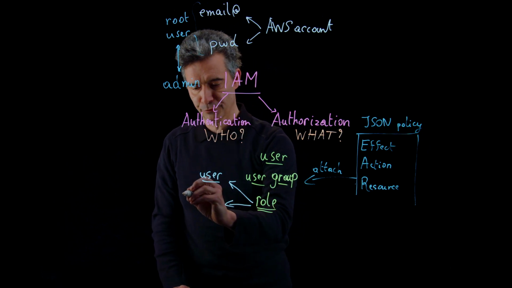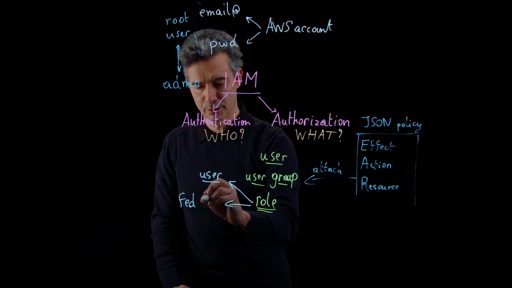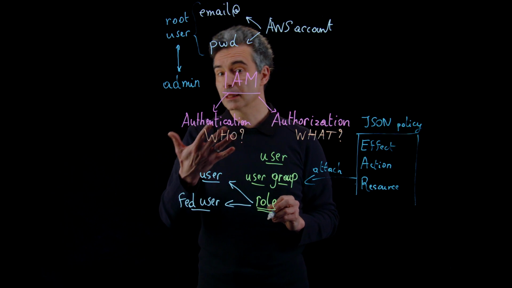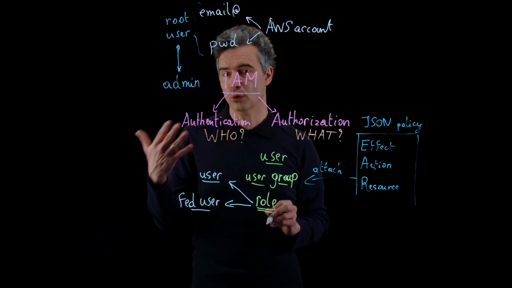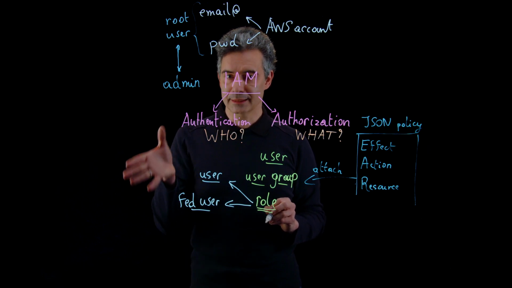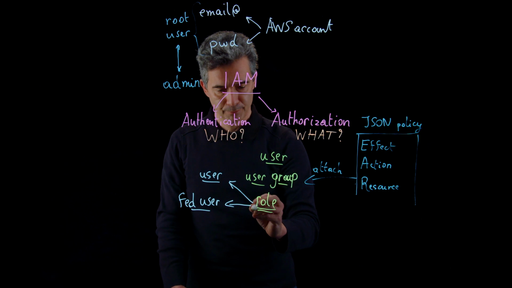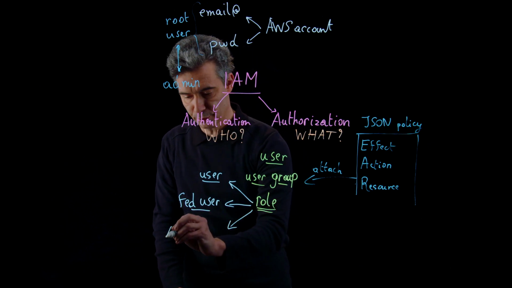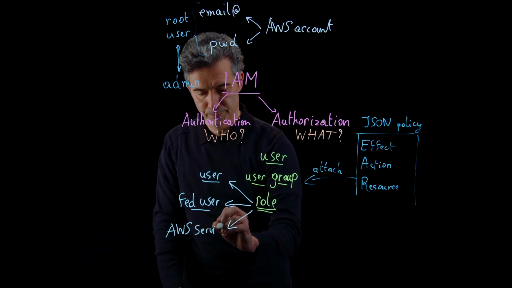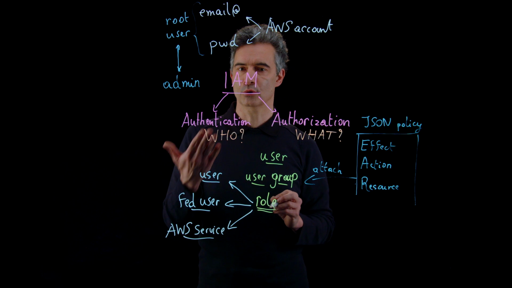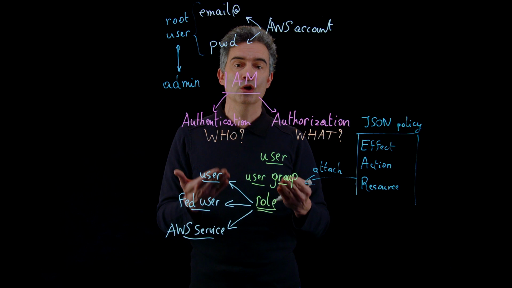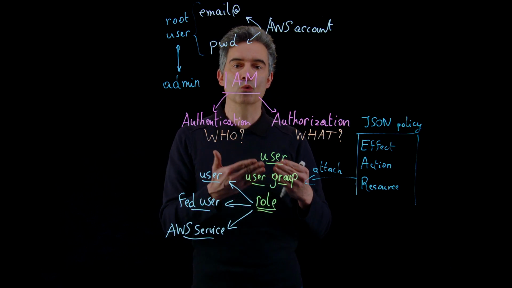We can also use this for federated users. For example, a federated user would be defined by, let's say, Active Directory, which could be running in your on-prem, in your corporate data center, and that you would use as an identity provider to connect to IAM. And finally, the role is also very important for all our AWS services. An AWS service created in your account cannot talk to another AWS service in your same account if you don't give them the right permissions. And they will use a role for that.